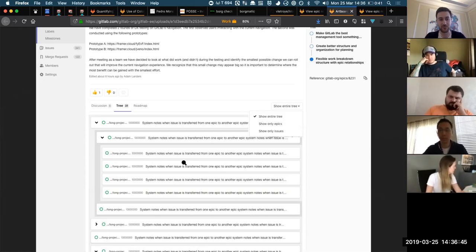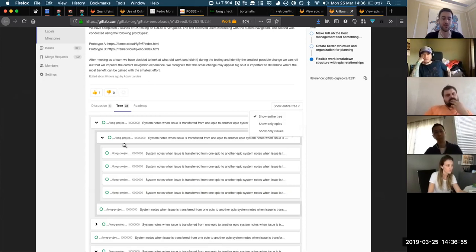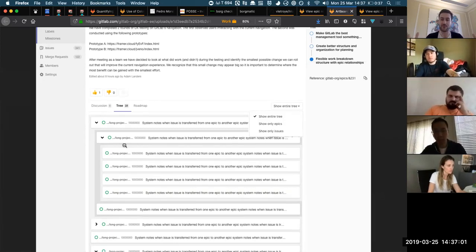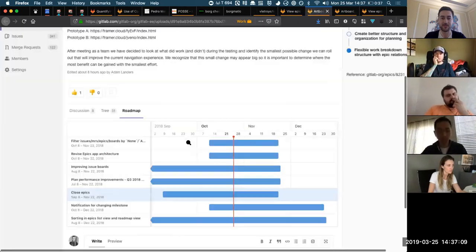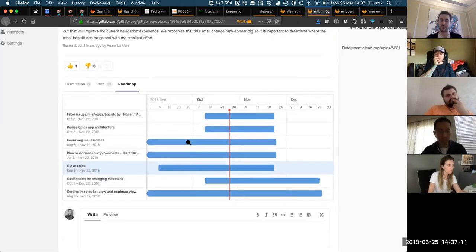And my initial proposal was to explore the idea of possibly, instead of having this complex tree inside of the epics, seeing the whole tree in the roadmap, right? And you would see both things at the same time, and you would be able to compare both views at the same time, instead of having them in separate views.